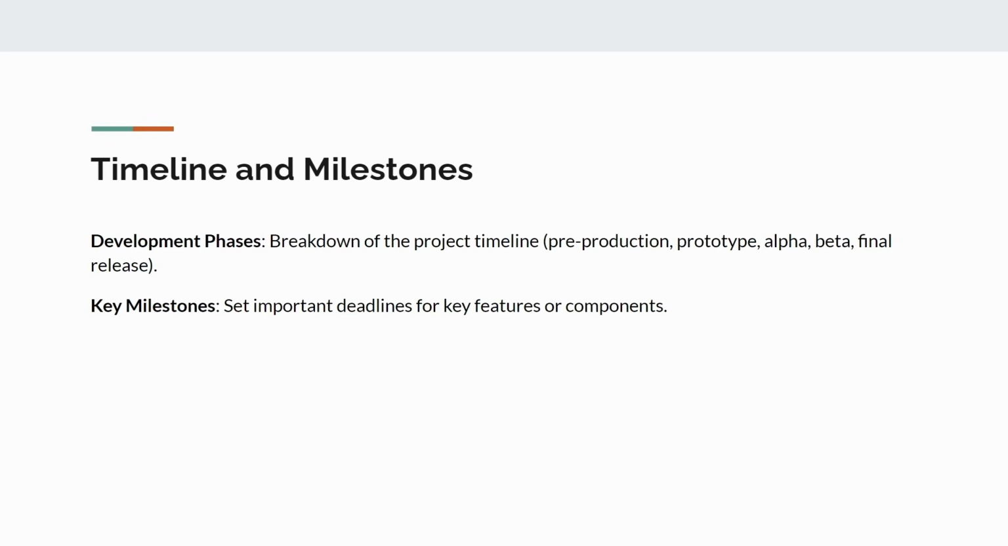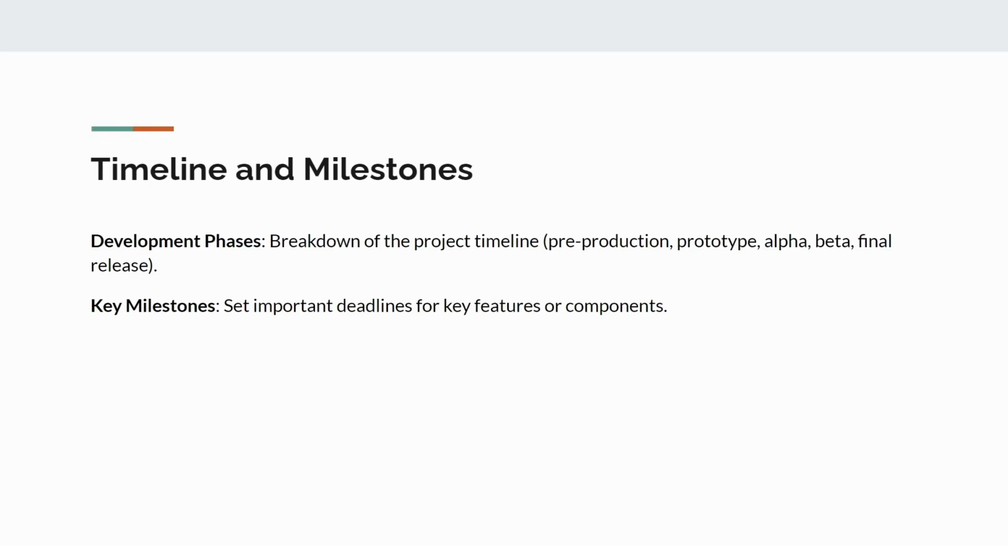Now, timeline and milestones. If you can, try making a timeline of what you want in the game, what you want to be made and achieved. It's most likely that we officers may be working on this, but if you want, make a timeline and have some milestones here and there so that we know what we're making. I have two things here called development phases and key milestones. So what are the development phases? Well, that includes pre-production, prototype, alpha, beta, and final release. It's just a breakdown of the project timeline, what you want done in each of these stages or phases.